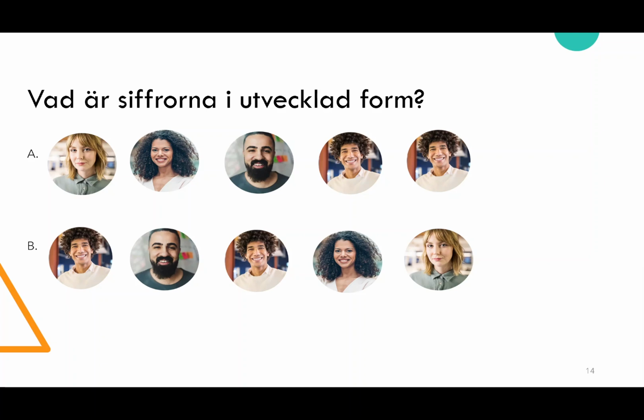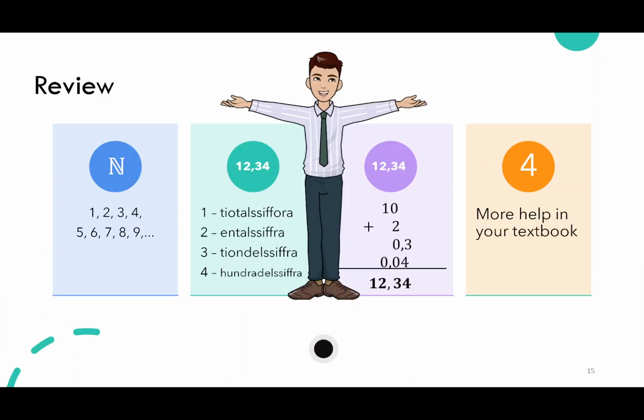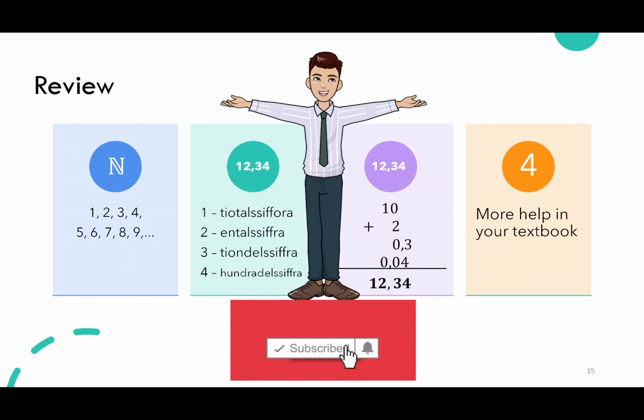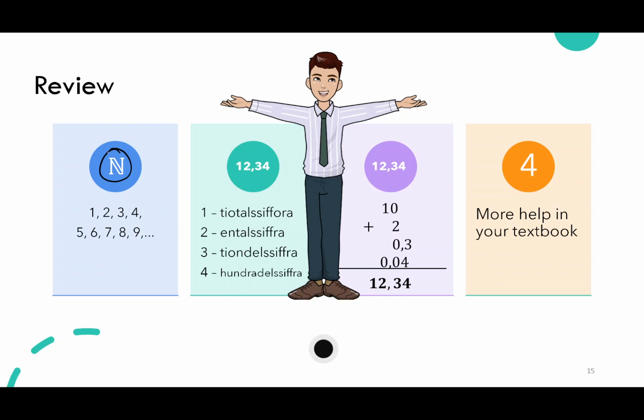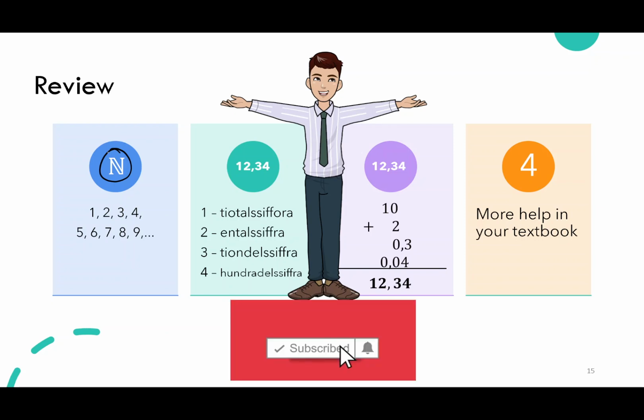Good luck with that. So, today's review, we talked about natural numbers. They have this funny looking N, and these are the positive numbers we count, excluding 0, which means we don't count 0 as a natural number.